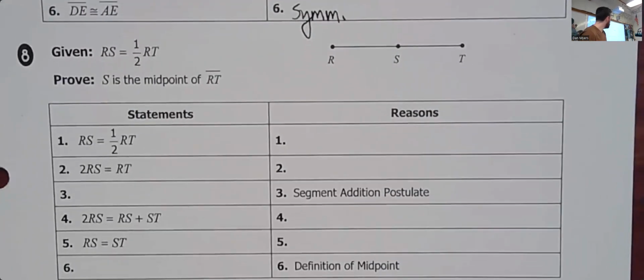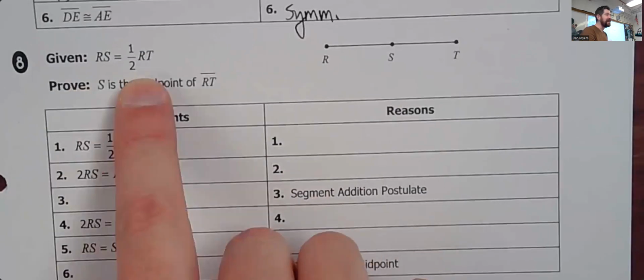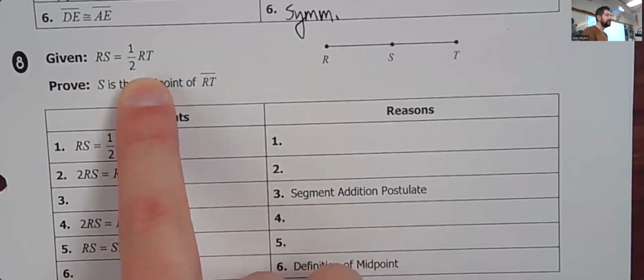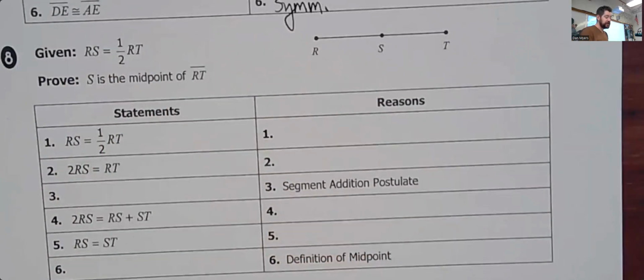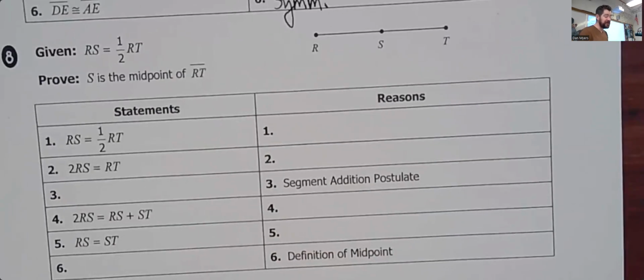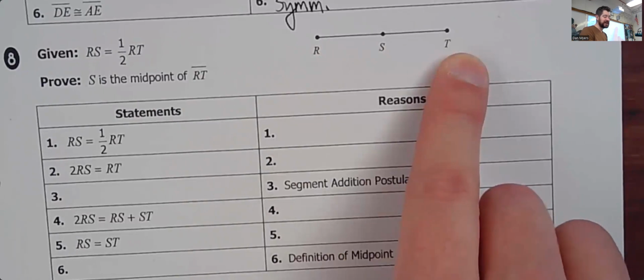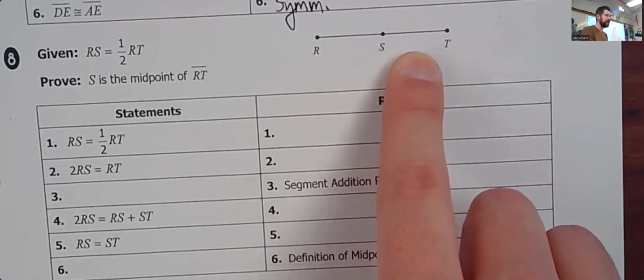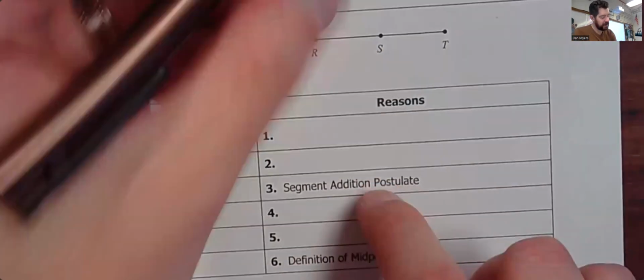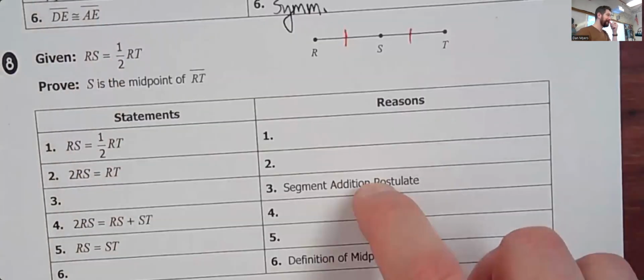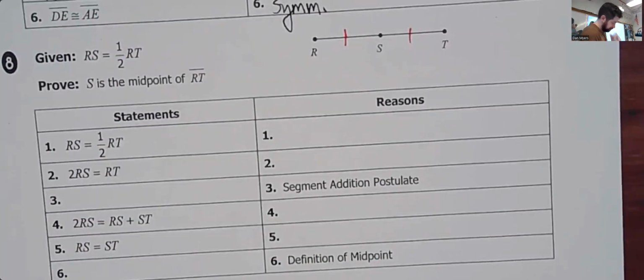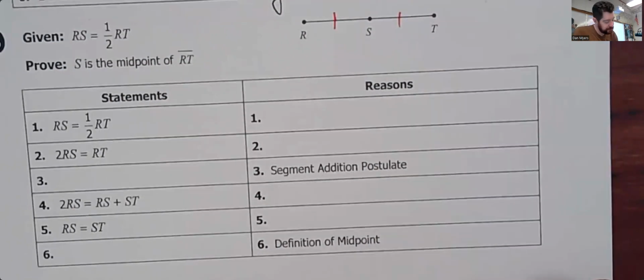So right here, it says that RS is equal to half of RT. So that is going to be used. However, if RS is half of RT, doesn't that mean that RS is the same as ST? Yeah, right away. So let's go ahead and mark that. RS and ST are the same. What's reason number 1? Given. You got it.